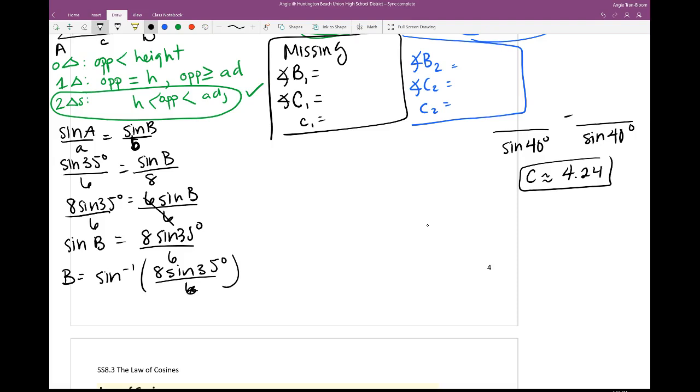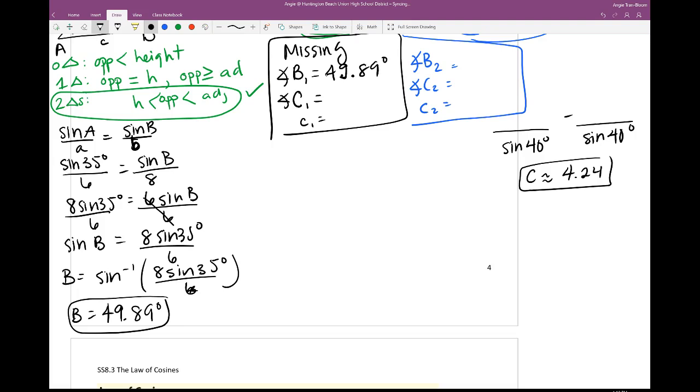Punch it in. 8 times sine of 35, close it, divided by 6, and then I do sine inverse of whatever answer I got. So B is now 49.88. So 2 decimal places, so 49.89 degrees. Now you should really use your own calculator to test or check my math, okay?